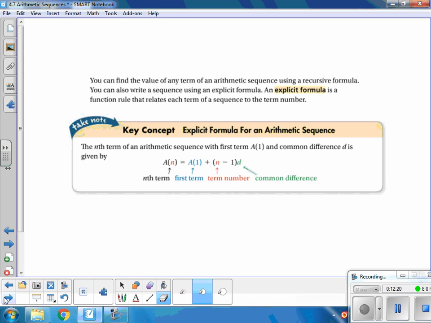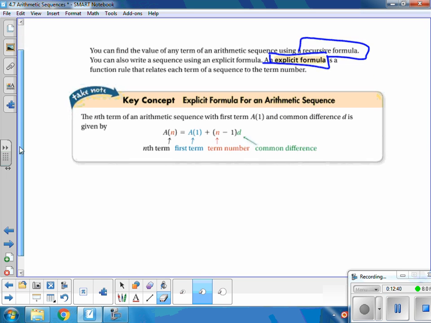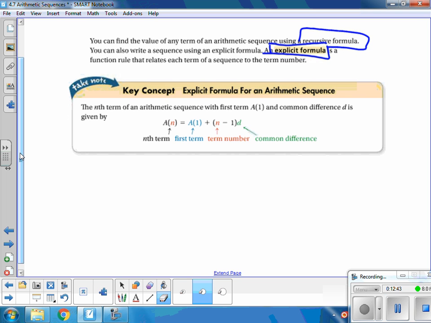Okay, so now that we've got the recursive formula, we're also going to look at one called an explicit formula. This adds one more element to it. Now it's interesting because you can also write a sequence using the explicit formula. So you can use the recursive formula or the explicit formula. Both of these will get you the same results. It's interesting because both of them use the first term. Both of them use the term you're looking for.